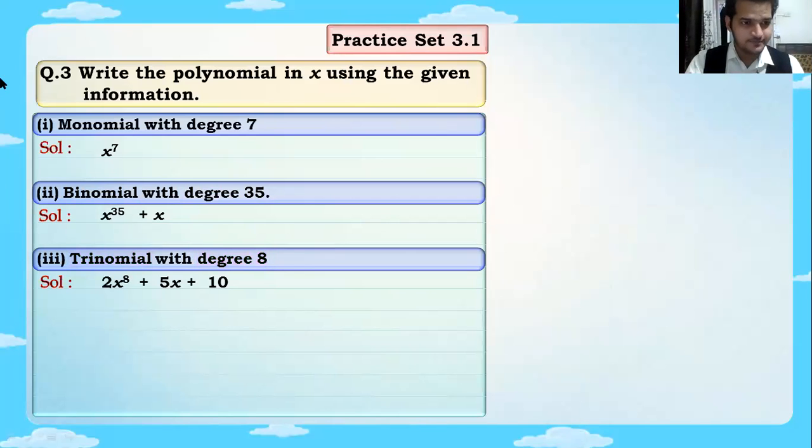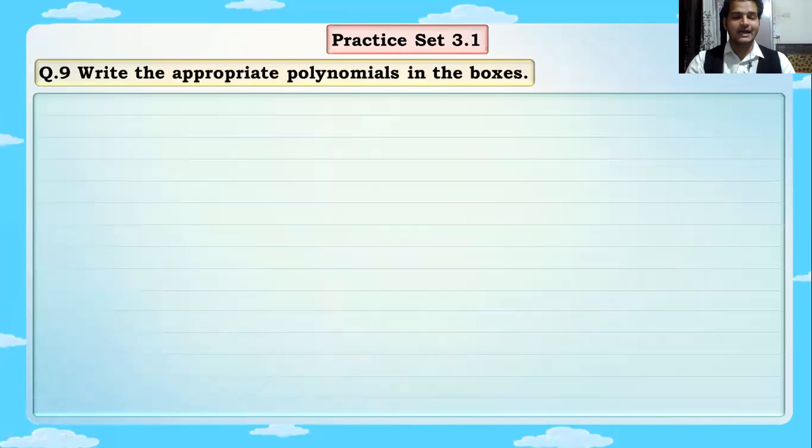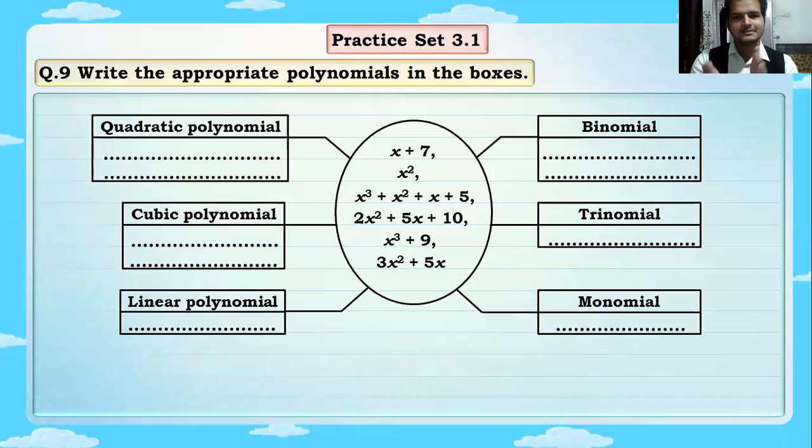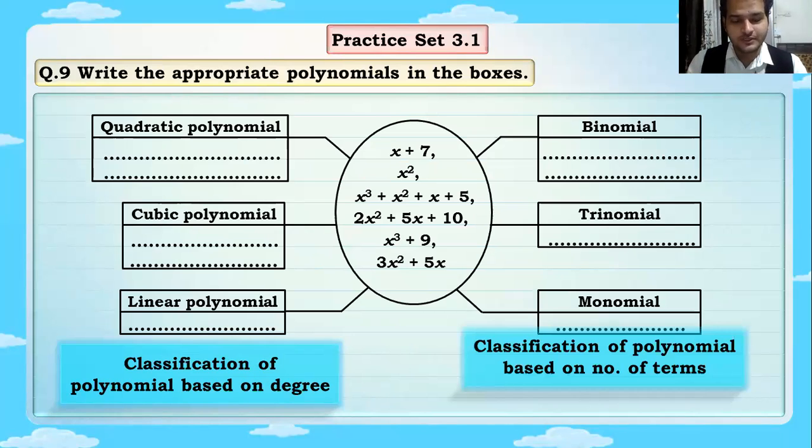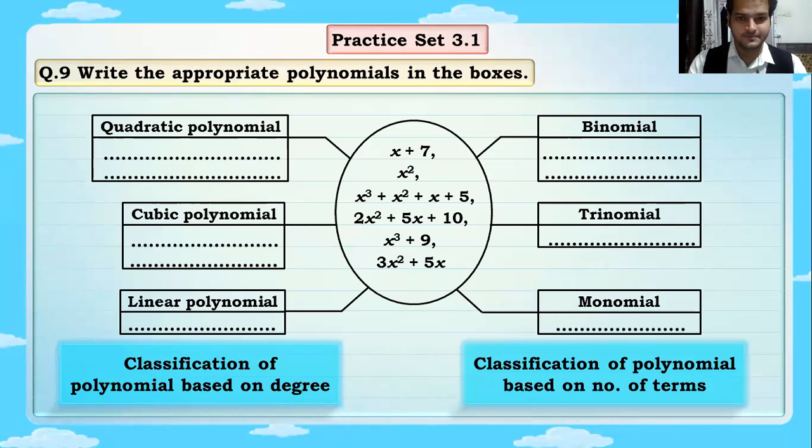Let us proceed with the next part. Write the appropriate polynomials in the boxes. Now, in the center, you have total 6 polynomials. I have to segregate these 6 polynomials into quadratic, cubic, linear, binomial, trinomial and monomial. So first of all, look at the concept. The left side polynomials are based on degree and the right side polynomials are based on the number of terms.